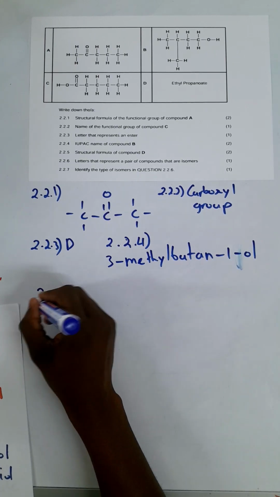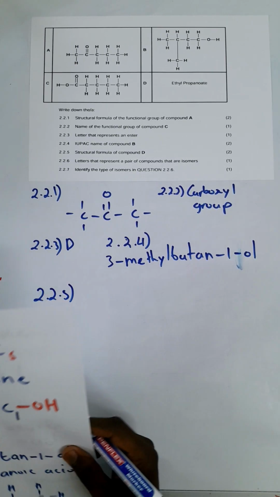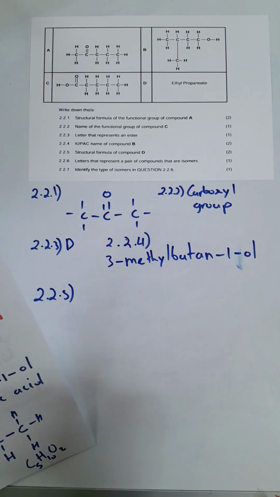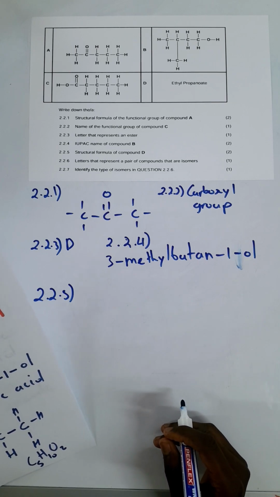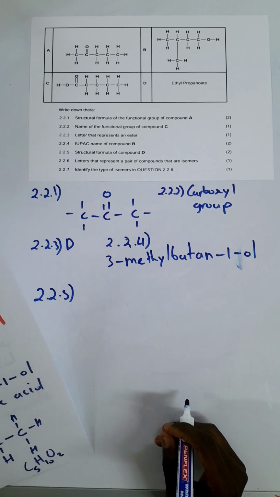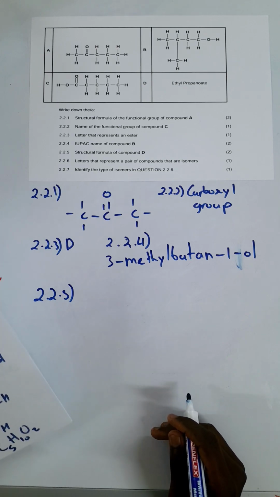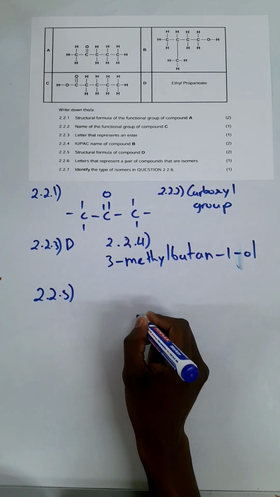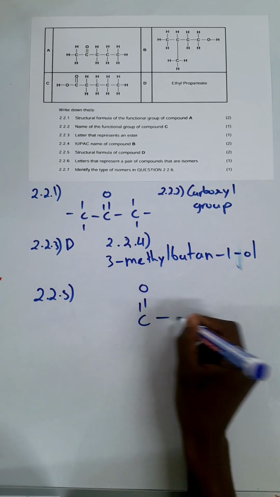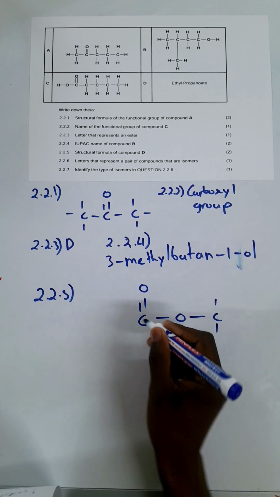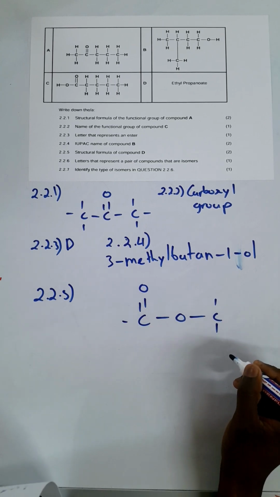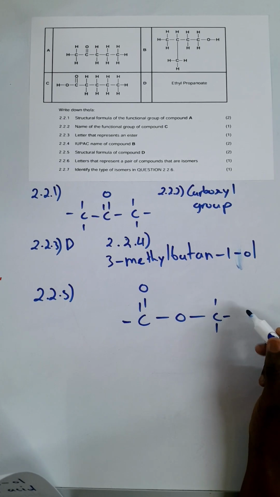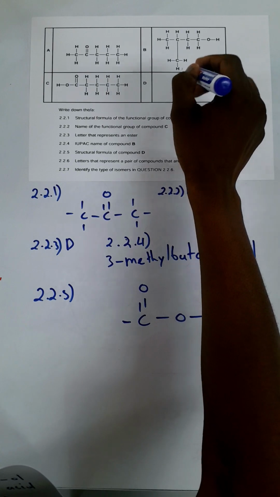Then 2.2.5, the structural formula of compound D. So when you see a name, expect one of the questions to be asking you to draw the structure of that compound. To draw that ester, ethyl propanoate, we said that we must have that ester linkage from your functional group analysis. Once the ester linkage is here, then you ask the name. How many carbons on the alcohol side? The starting part is the alcohol side.